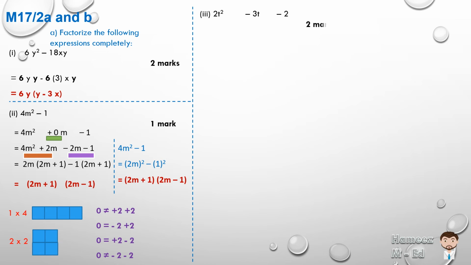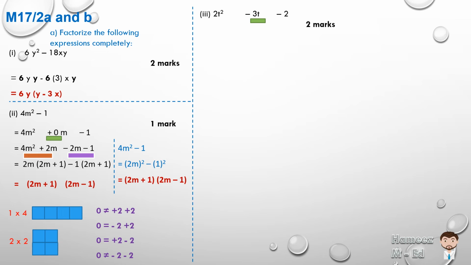2t squared minus 3t minus 2. This looks just like our second line in part 2 because we have 3 terms. And what do we do? We underline the middle term, and we're going to take that term and try to split it into 2 to get 4 terms.